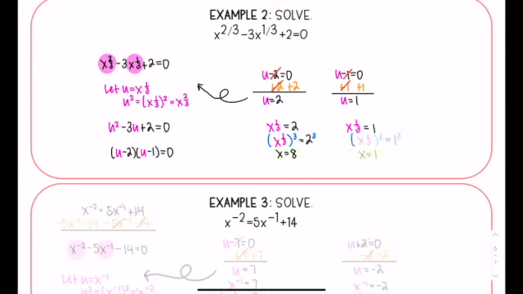And then the same idea goes for the other one. We want to raise both sides to the 3rd power. And we end up getting that x is equal to 1. So our final answers are x equals 1 and x equals 8.